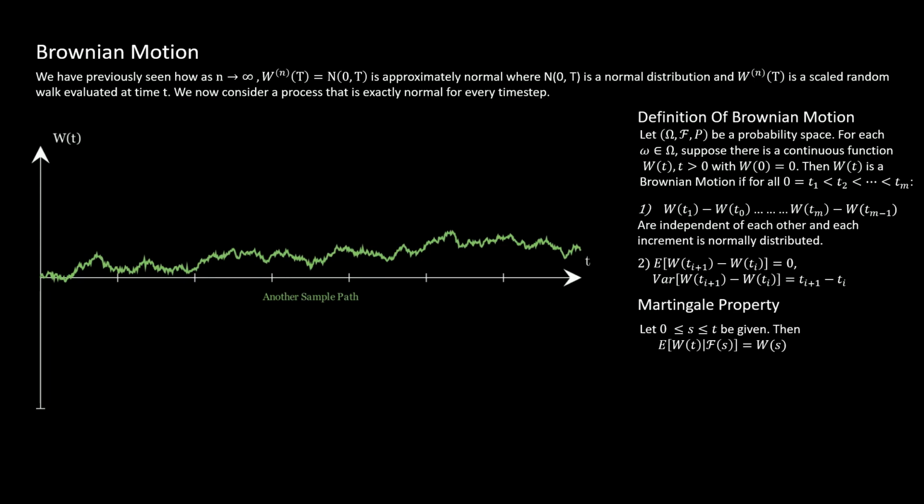Now, a Brownian motion also has the martingale property. That means that at any time, if we look at the expected value of the stock price, it is just going to be the current value. The only difference here is that now our s and t are continuous. So instead of increments, it can be any value at all.